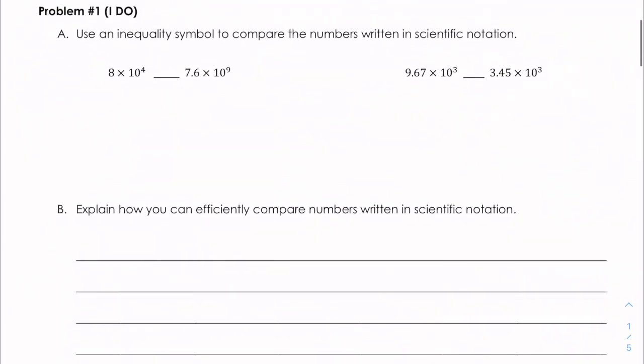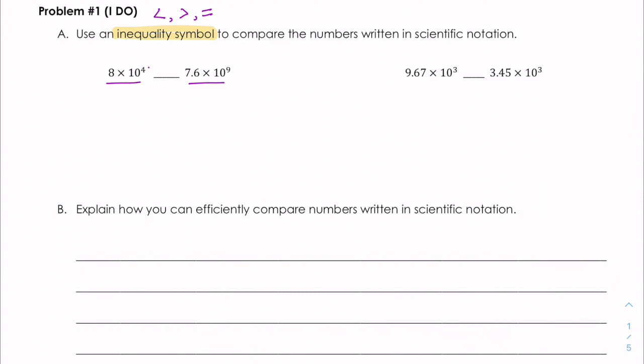Let's take a look at our I do problems. First one says, use an inequality symbol to compare the numbers written in scientific notation. So the inequality symbols are less than, greater than, or equal to. And we want to compare the numbers we're given. The first one says 8 times 10 to the 4th power, and the second says 7.6 times 10 to the 9th power. So just like the step said, step 1 says determine the numbers being compared.